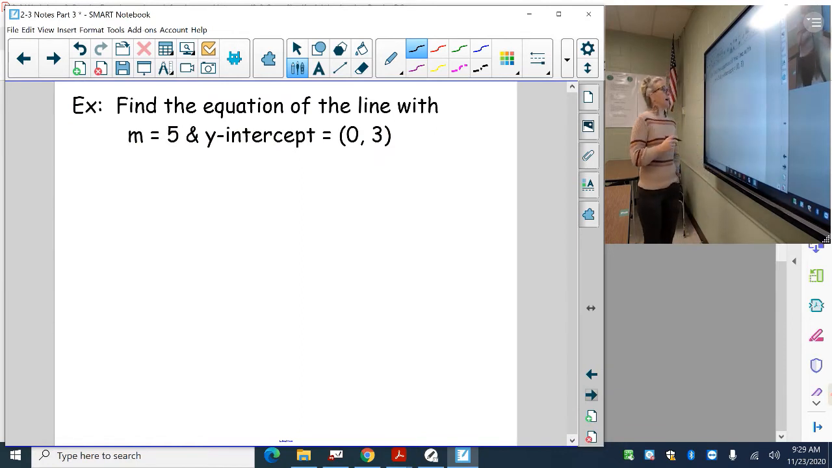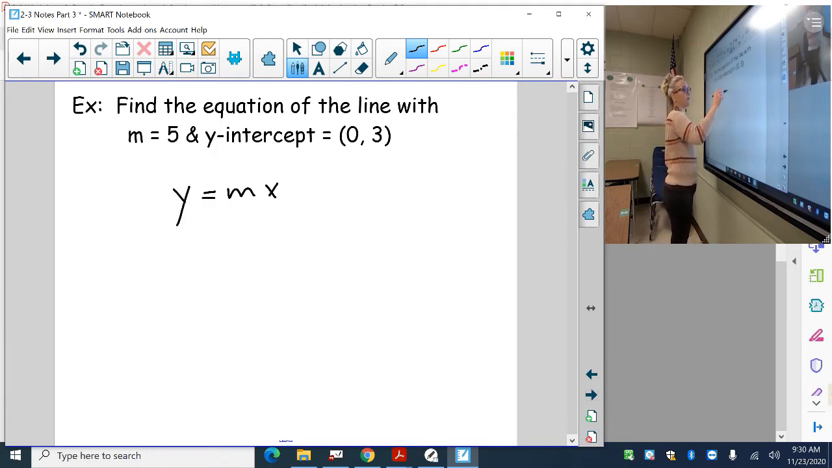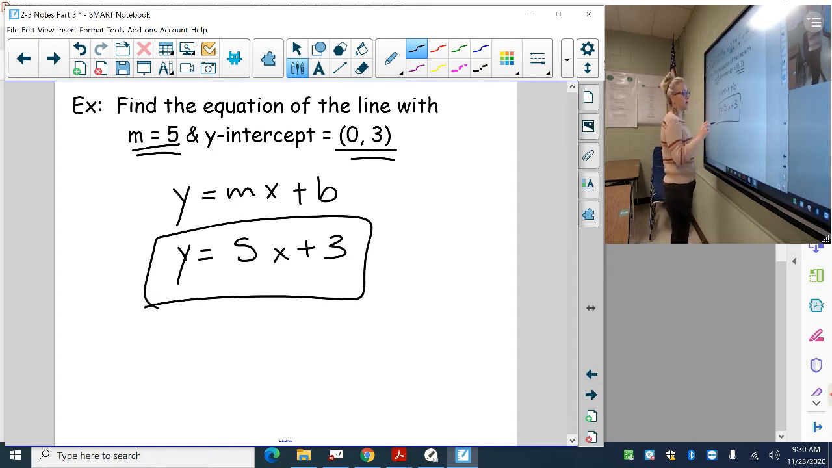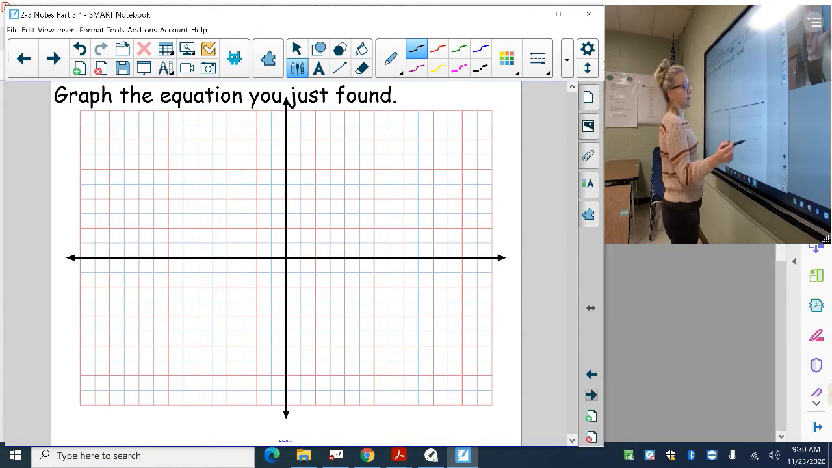Find the equation of a line with a slope of 5 and y-intercept (0, 3). Okay, well this is a little easier than the ones we've done before, because if we have y equals mx plus b and we have to find m and b, well guess what, they're given to us. So I'm just going to plug them in. And that's as much work as I have to do. So now on the next page we're going to be asked to graph y equals 5x plus 3.